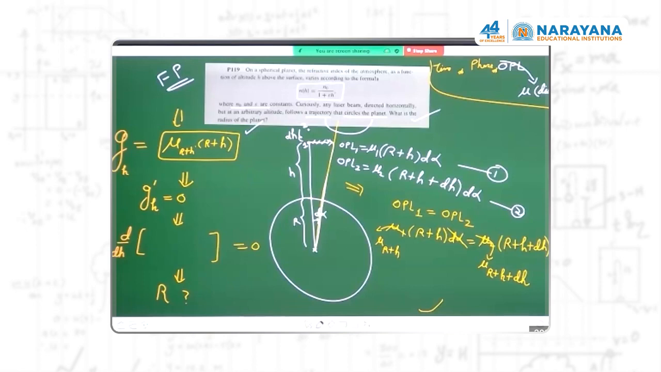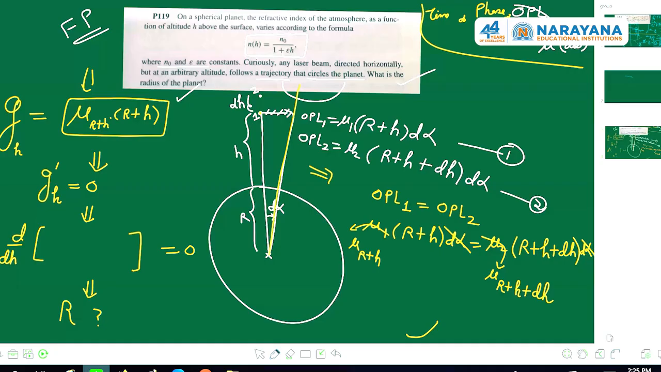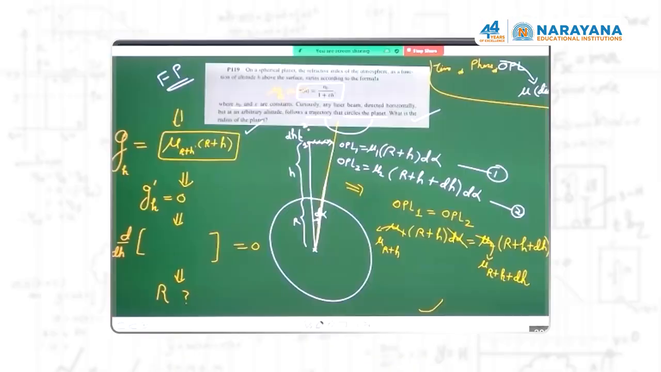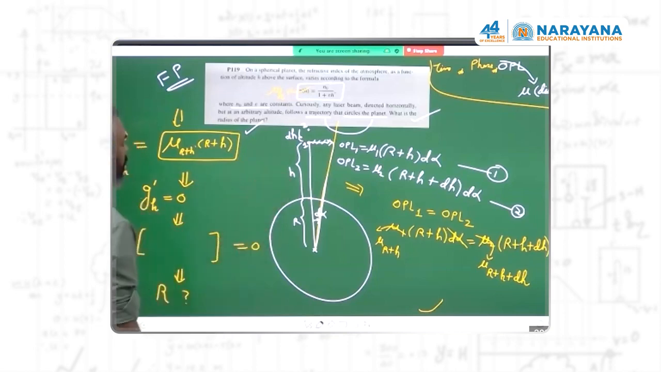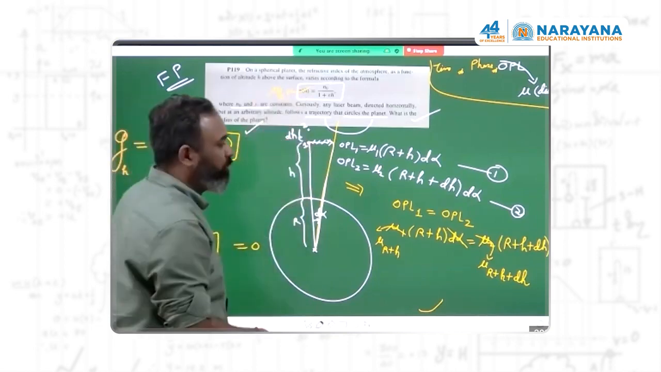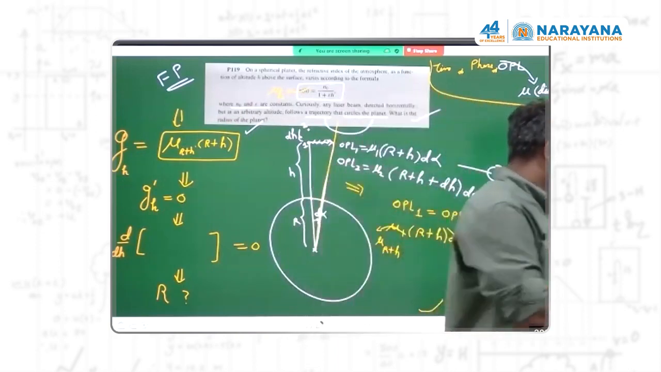Now substitute the result there: n as a function of h, or mu as a function of h, is given to you, which is n naught upon 1 plus epsilon into h. So just solve it out. I think now it is simple. Mu at r plus h, and g of h is known to you, just differentiate and make it equal to 0. See what is the value of r. I think you will get r from this equation.